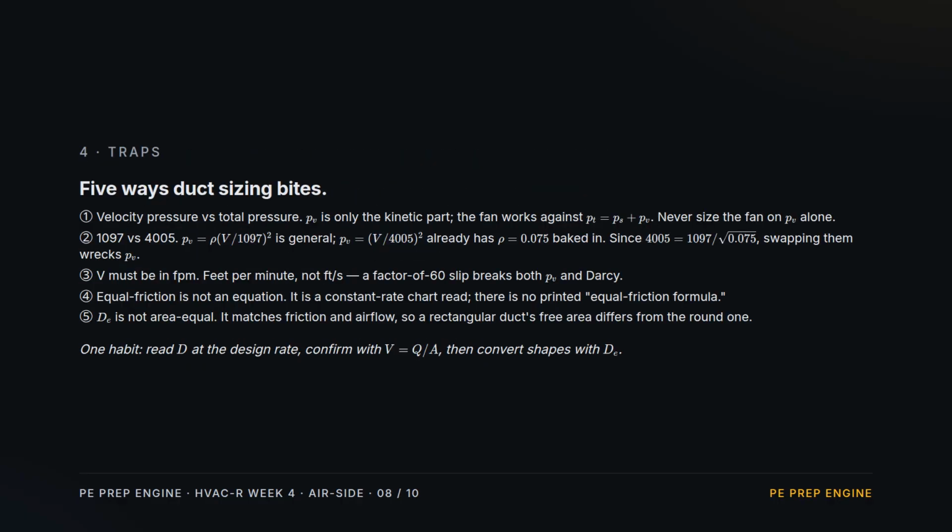Traps. 5 ways this bites. 1. Velocity pressure is only the kinetic part. The fan fights total pressure, static plus velocity. 2. The two constants are not interchangeable. The standard air one already carries the density. 3. Velocity must be in feet per minute, not per second. 4. Equal friction is a chart read, not an equation. 5. The equivalent diameter matches friction and airflow, not area, so the rectangular duct's free area is different.